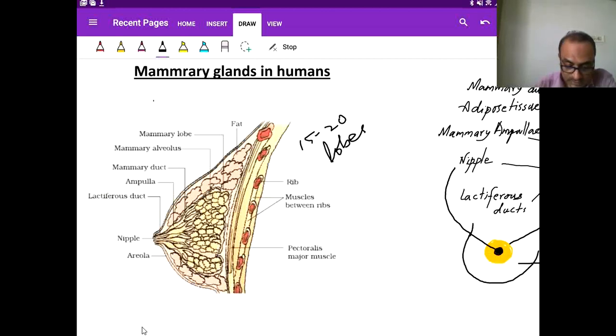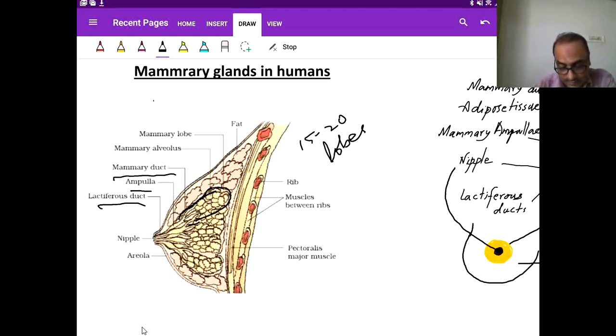So here in this diagram you can see one lobe can be taken like this. So there are 15 to 20 mammary lobes. Each mammary lobe contains several mammary alveoli which are connected with the duct system, and the duct system is made up of different types of ducts like mammary ducts, lactiferous ducts, ampullae. All these duct systems ultimately open into the nipple, through which the milk is ejected out.